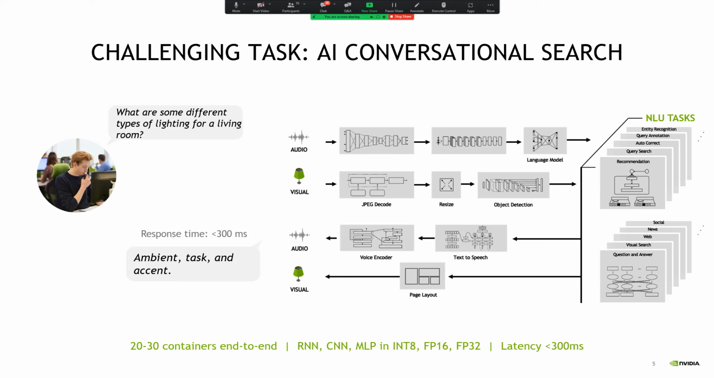And this is the kind of thing that NVIDIA is doing for a lot of our consumer internet company clients and cloud provider clients today. We're helping them implement exactly these kinds of things. And typically it takes 20 to 30 different models and containers strung together end to end. You end up with recurrent neural networks and transformer networks and convolutional networks, running at different levels of precision. But you need all that to happen in less than 300 milliseconds.